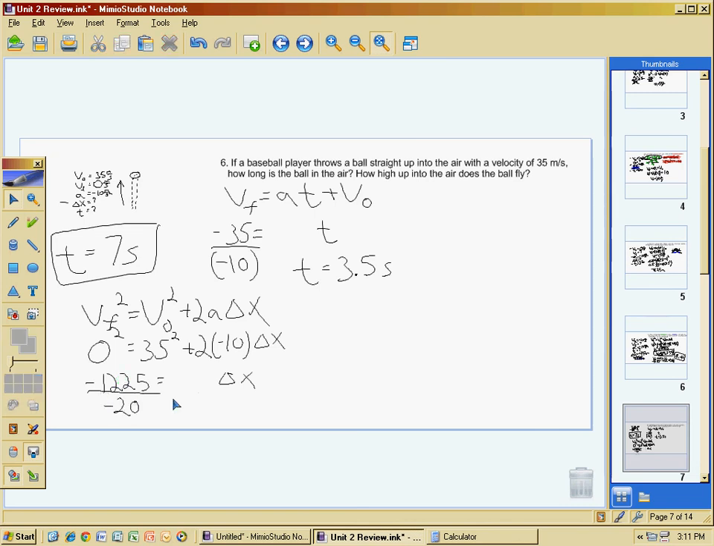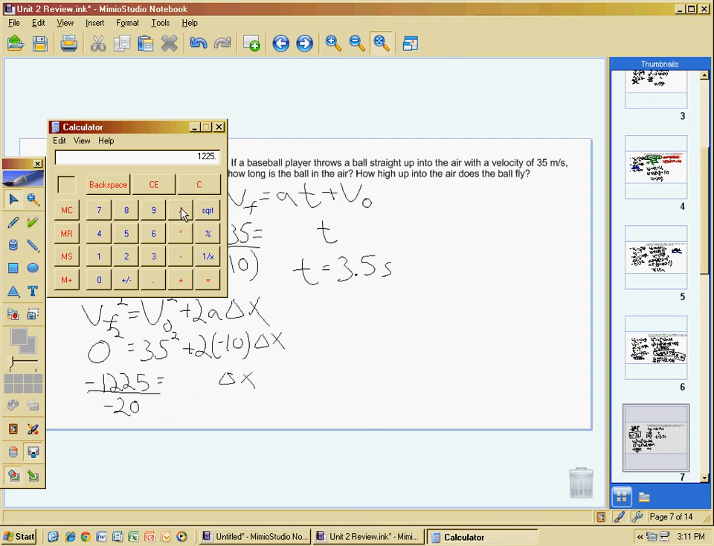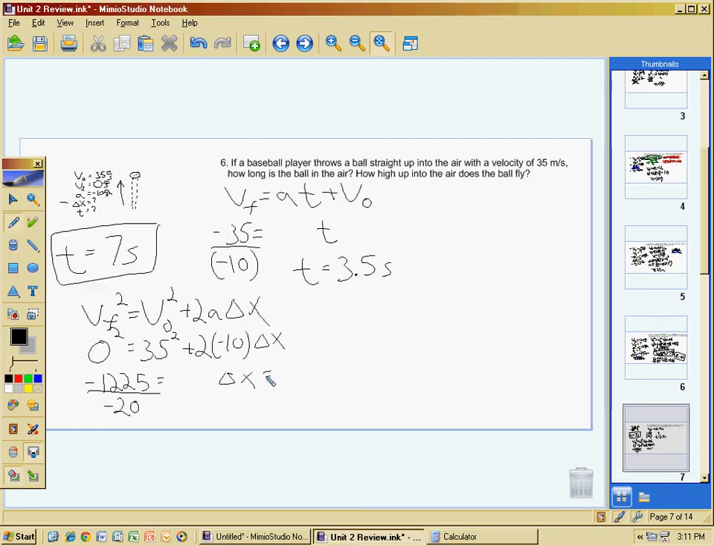Which leaves us with delta x equals negative 12.25 divided by negative 20. In the calculator, you notice I ignored the negatives because they're going to cancel out anyway. And we have a maximum position of 61.25 meters. Once again, very important not to forget the units. So we have an answer here, and we have an answer here.